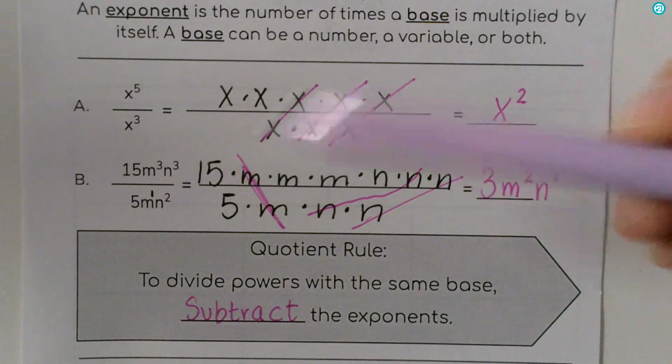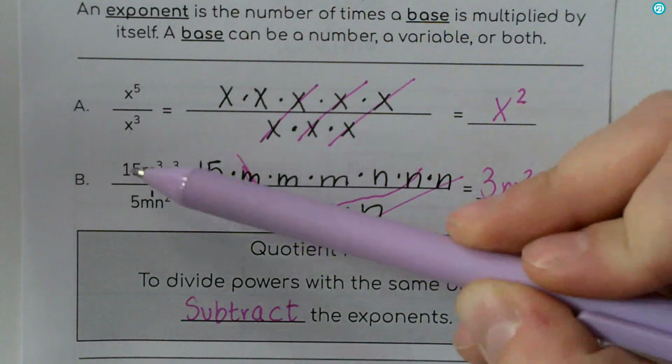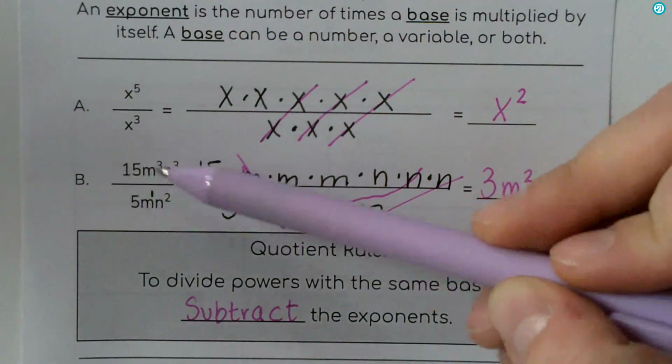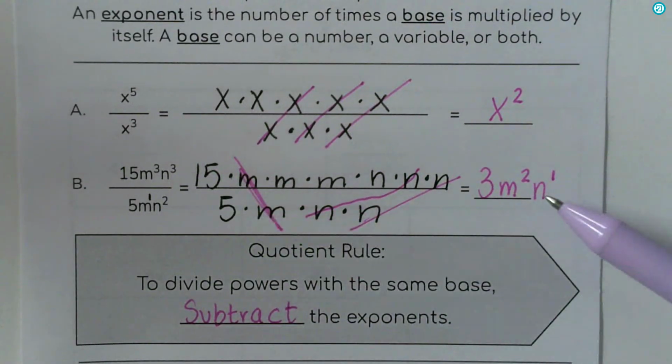So right here, instead of expanding, 5 minus 3 is 2. 15 divided by 5, we just divide it out normally. And then 3 minus 1 is 2. 3 minus 2 is 1. Any questions about that?